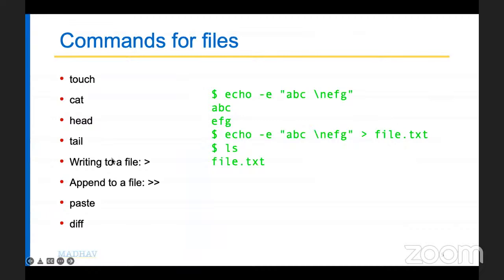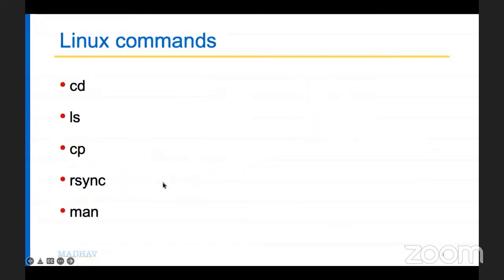Now let's say I want to add more content to the file without replacing the earlier content. Then I can put double arrows.